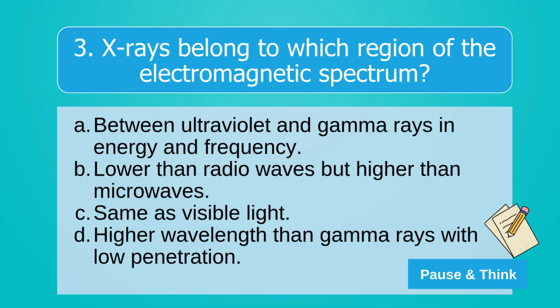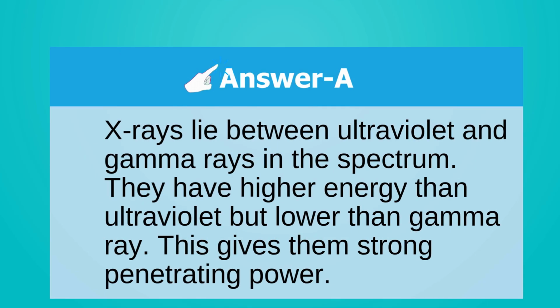Question 3. X-rays belong to which region of the electromagnetic spectrum? Option A, between ultraviolet and gamma rays in energy and frequency. B, lower than radio waves but higher than microwaves. C, same as visible light. D, higher wavelength than gamma rays with low penetration. Choose the correct answer. The correct answer is option A.